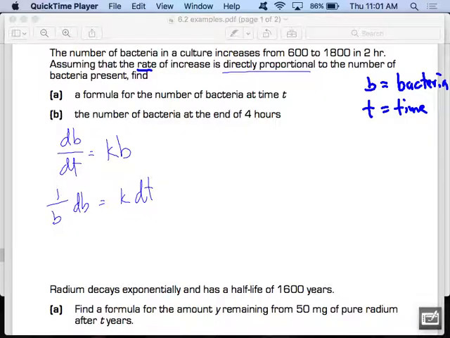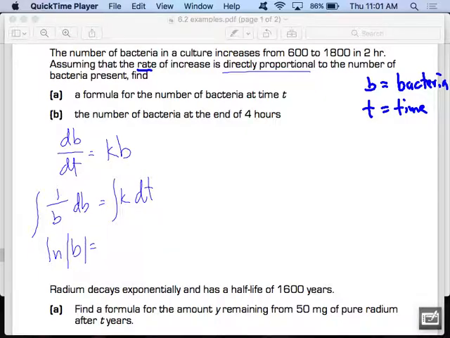Taylor, what do I do next? Integrate. What's the integral, Alex, of 1 over b? 1 over negative 1. Is it ln b? Is it good? Do you need the absolute value? We can put them in there if you'd like. Well, I just don't like doing it.